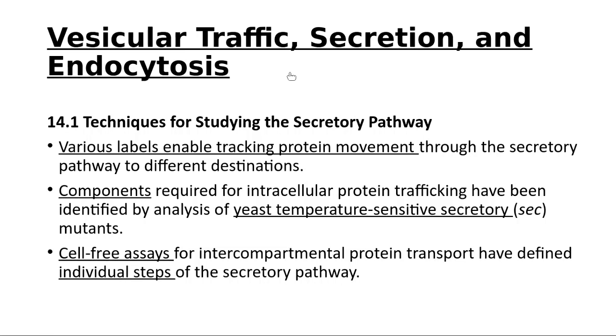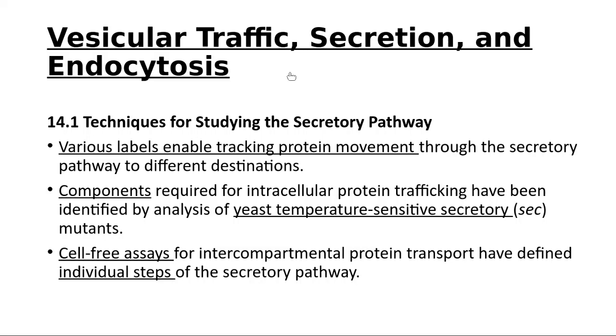There are different techniques that have been used to study these secretory pathways and to get information on exactly what's happening. The first technique uses various labels to enable tracking of protein movement through the secretory pathway to different destinations. As I mentioned, destinations can be the next network, the Golgi network, or the plasma membrane, or it can also be the lysosome.